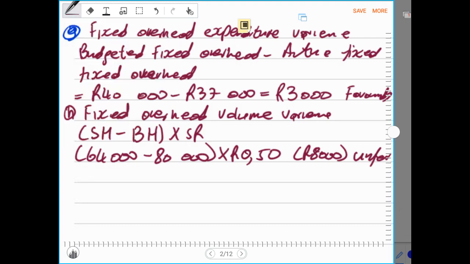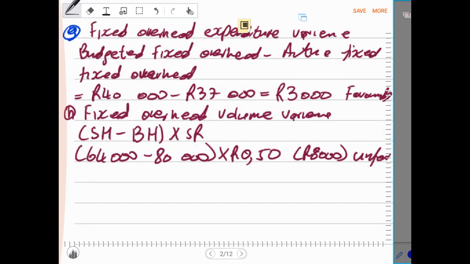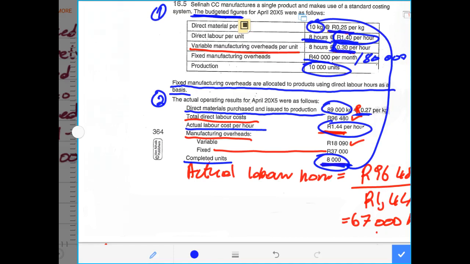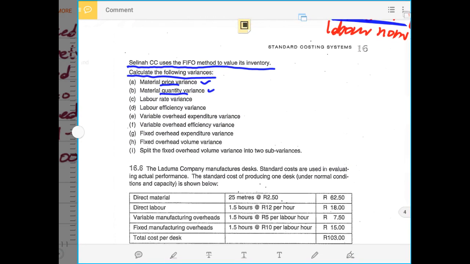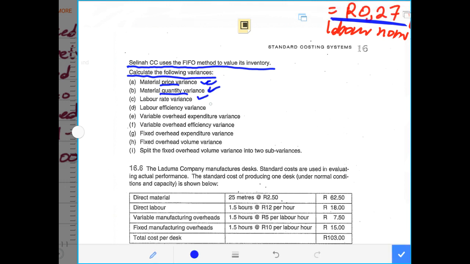And please, the fact that I don't go to the requirements is not because of anything, it's because I already know which variance goes after which variance. I've done all of them. I've done the material, both labor rate and labor efficiency, variable expenditure and efficiency. I've done the fixed and I've done this. So now this is where I am in the I variance.